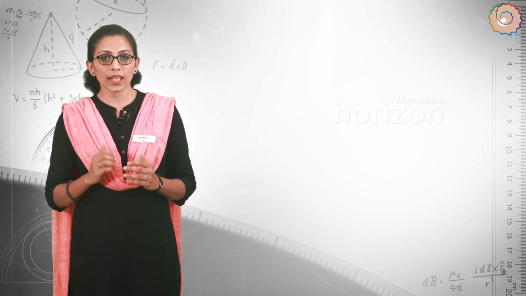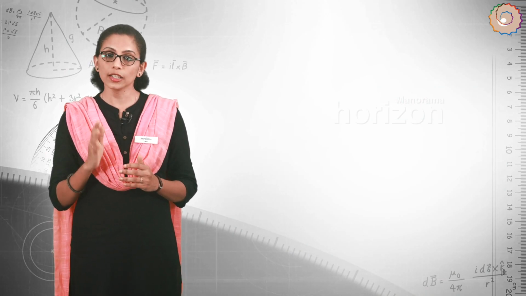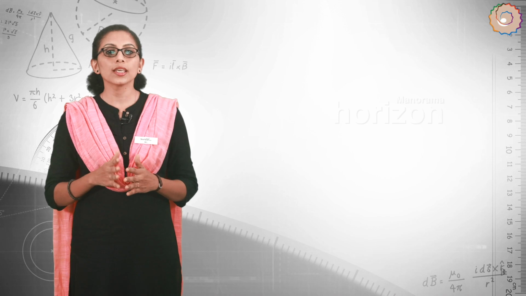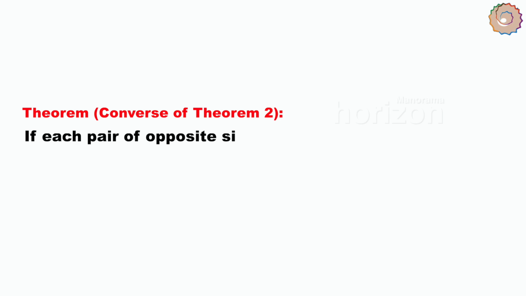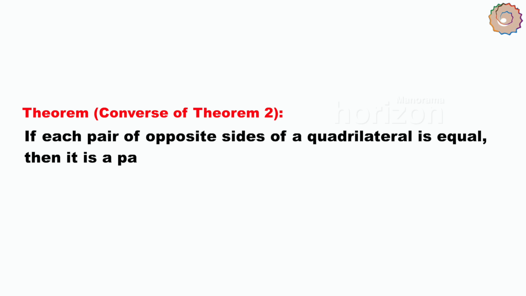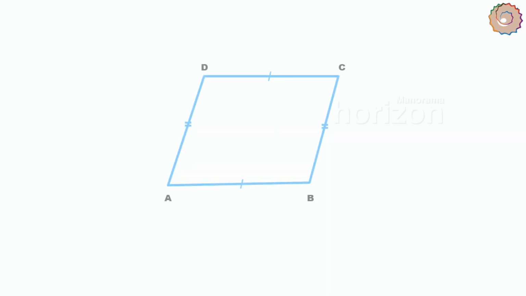Now, we will see each condition. They are stated in the form of theorems. Let's see the proof of each. Theorem: converse of theorem 2. If each pair of opposite sides of a quadrilateral is equal, then it is a parallelogram. Given ABCD is a quadrilateral where AB is equal to CD and AD is equal to BC. To prove ABCD is a parallelogram. What is the construction part? We need to join AC, where AC is a diagonal.